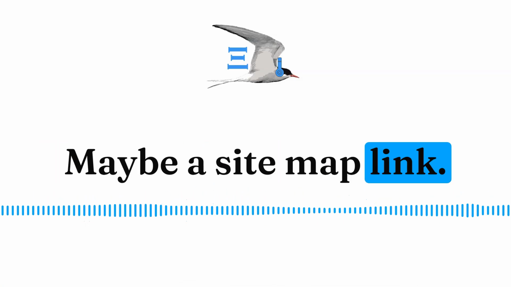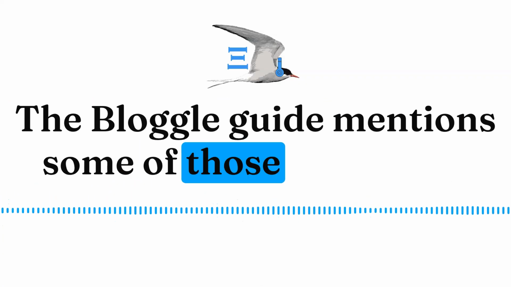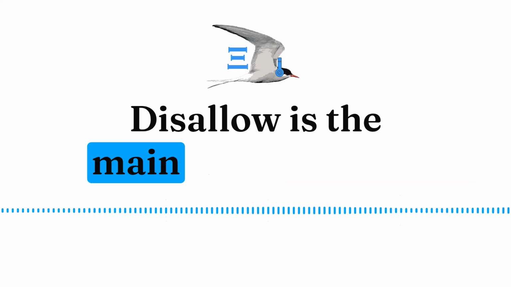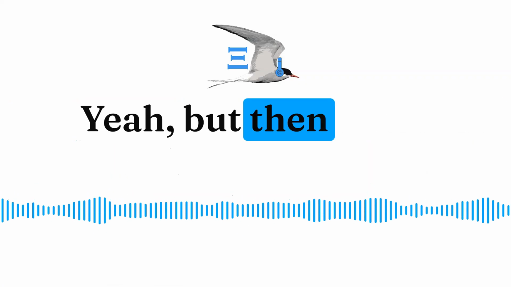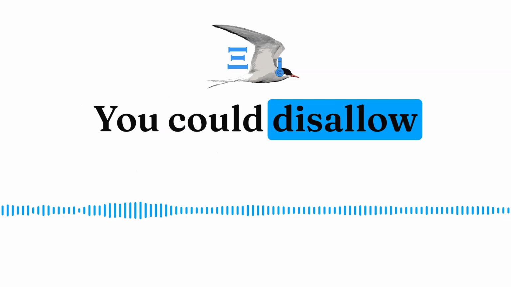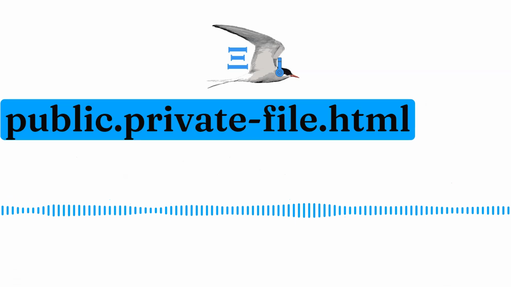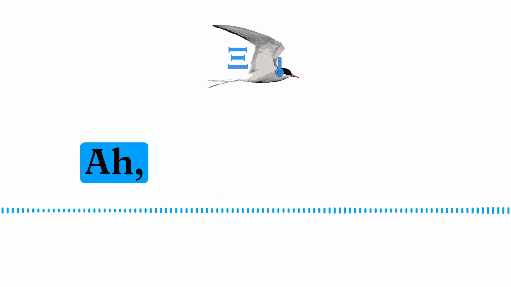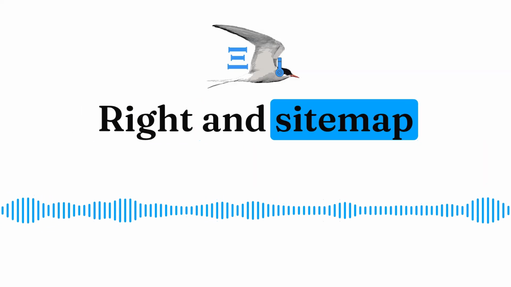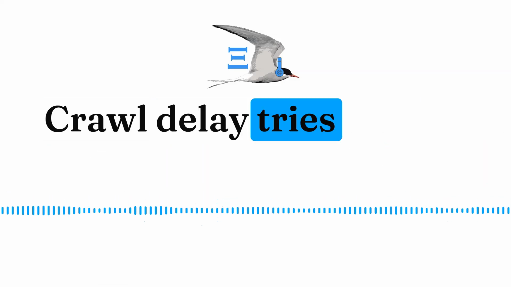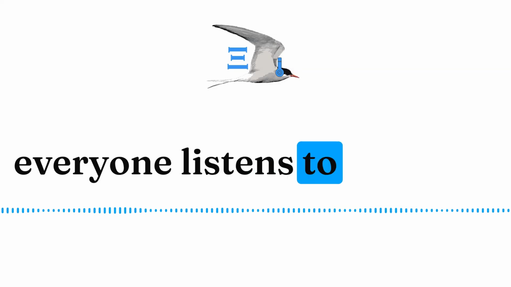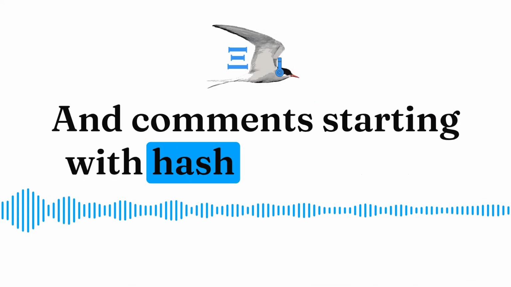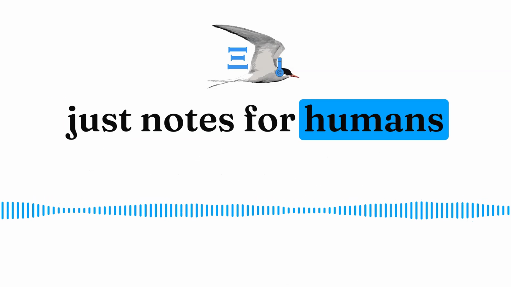So user agent, rules, maybe a sitemap link. The Bloggle guide mentions some of those directives. Disallow is the main keep out sign, like private. Yeah, but then allow can create exceptions. You could disallow private, but then allow private public-file.html to let them see just that one file. Okay, overrides. Right. And sitemap points to your XML file. Crawl delay tries to slow bots down, though not everyone listens to that one. And comments, starting with a hashtag, are just notes for humans looking at the file.